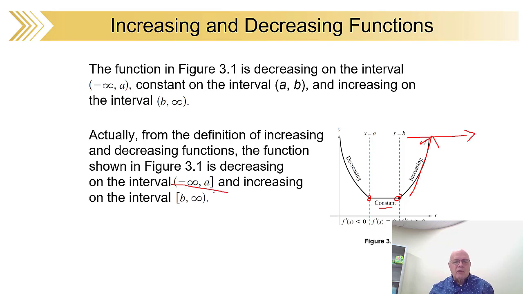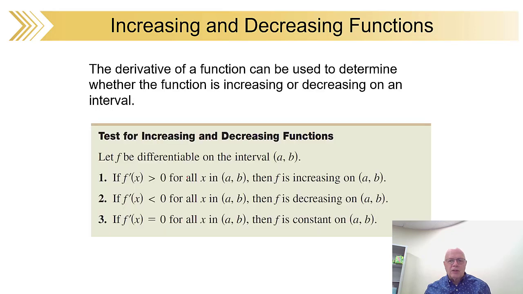Check out the intervals here. Remember that the squared off parenthesis is called a bracket, and that means that this number right here is included in the interval. Whereas, like with infinity or negative infinity, that means that number, if it's a number, is not included.